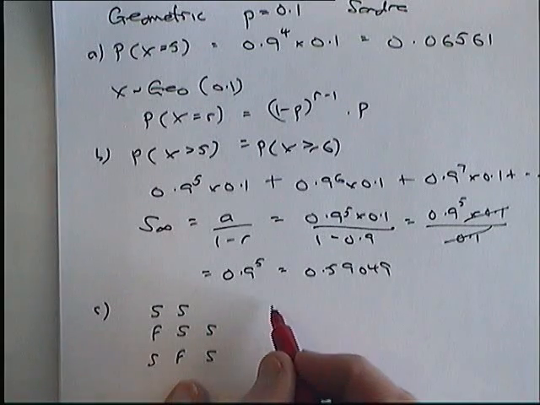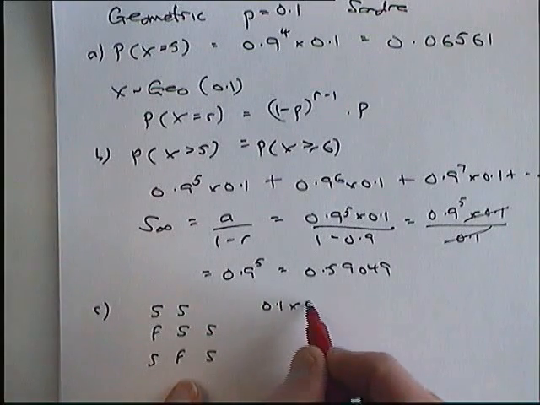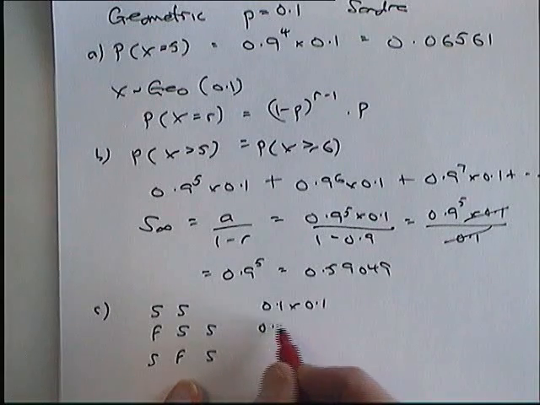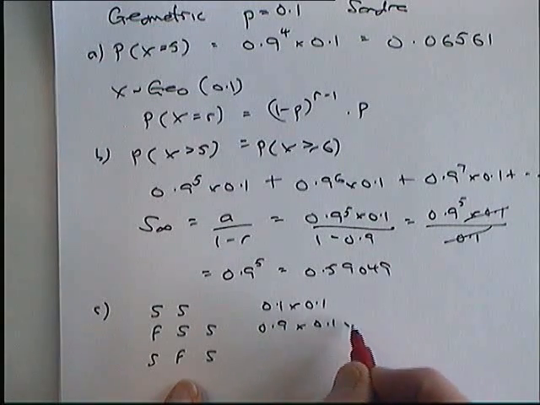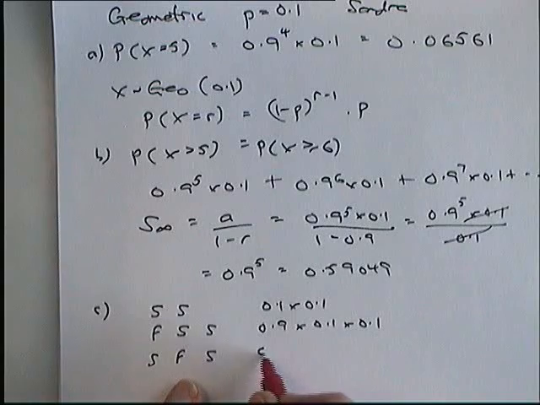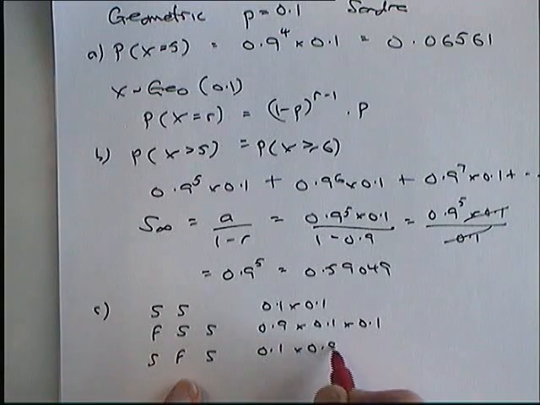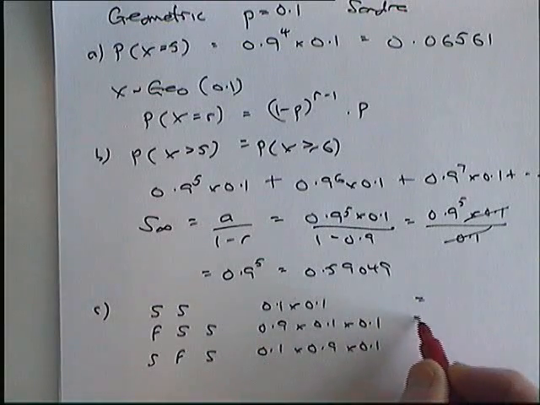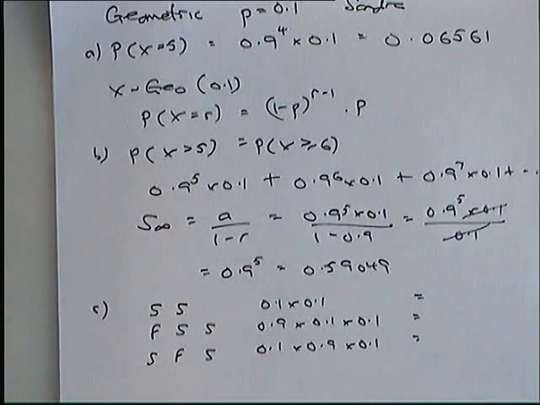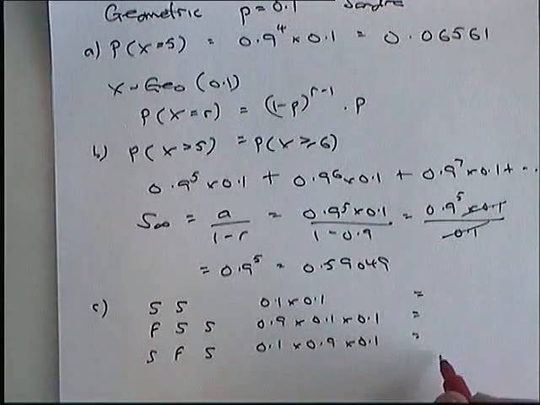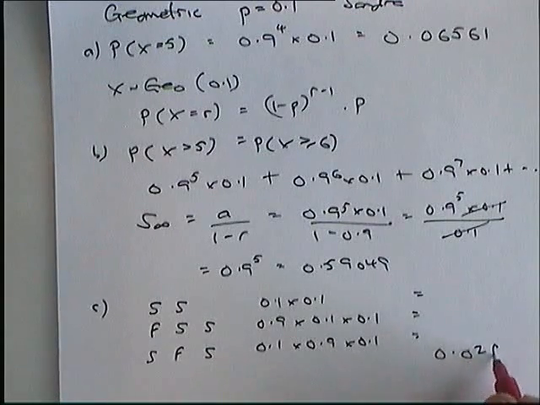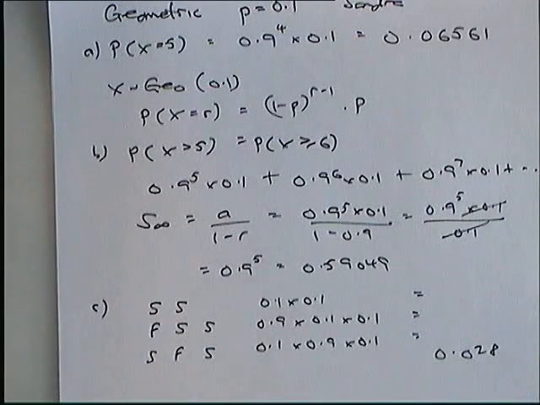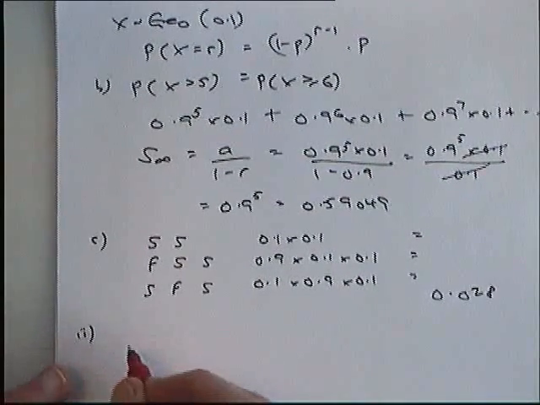So here, that's a success followed by a success. This is a failure followed by a success and a success. This is a success followed by a failure followed by a success. And if we work out all of those and then add those up, you will get the answer to that bit. And if you do that, add those all up, you get 0.028.